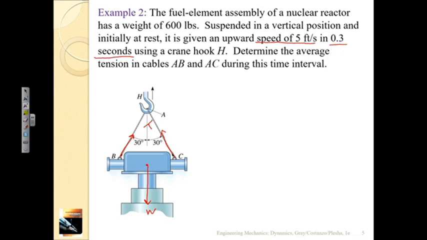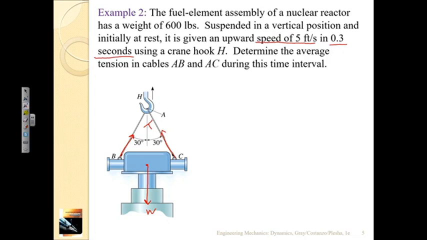Sorry, I just remembered I saw that. Our initial velocity was 0. We're starting from rest. Our final velocity, I'm going to write this as a vector actually, was 5 feet per second in the positive j direction. We're going up. And my delta t is 0.3 seconds. We're trying to find our average tension.